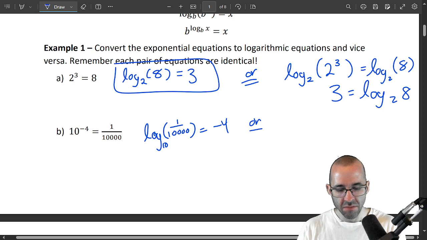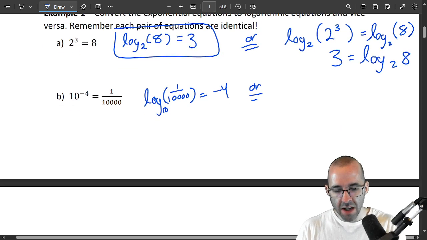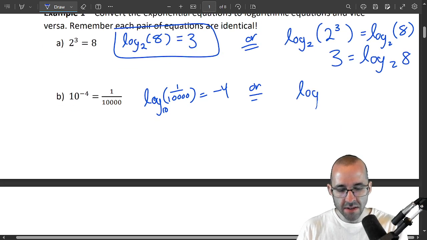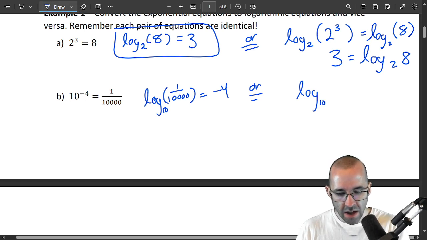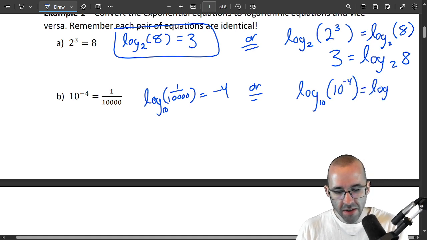Or again, you could get to the same place by taking log base 10 of both sides. Up here we did log base 2 because the base of the exponential function was 2. Here we're going to take log base 10 of both sides. That's another way of getting here. And we get log base 10 of the left-hand side equals log base 10 of the right-hand side.